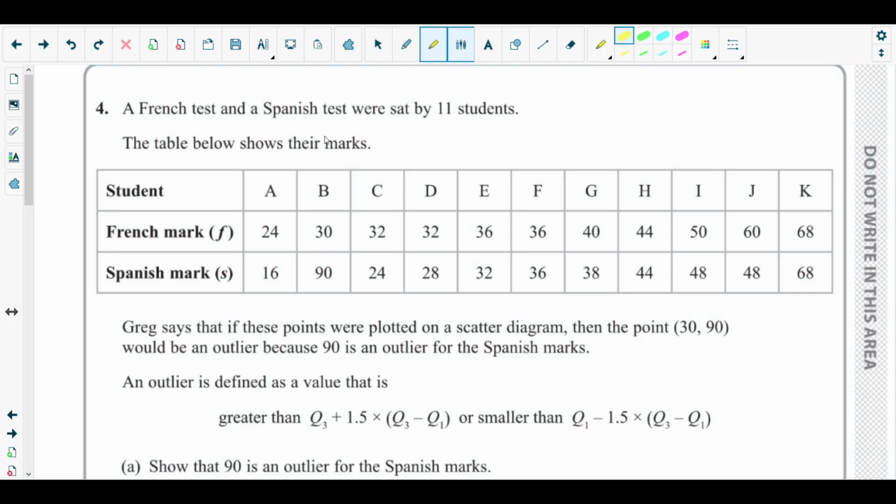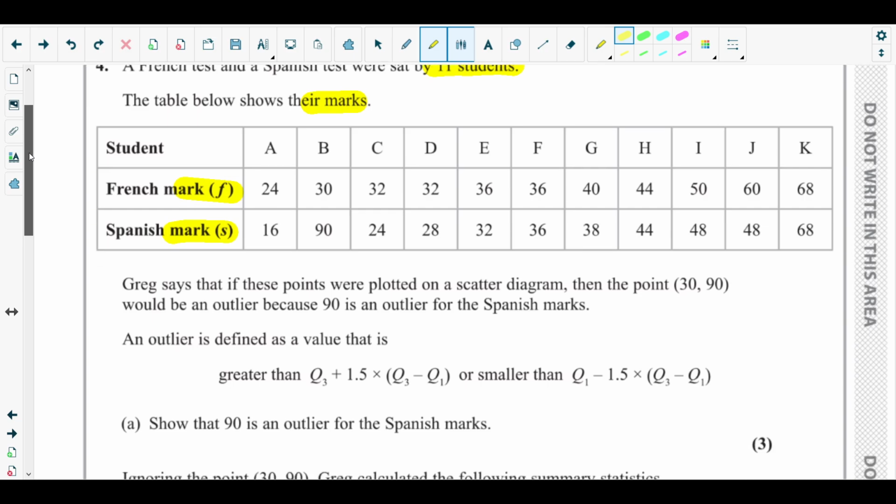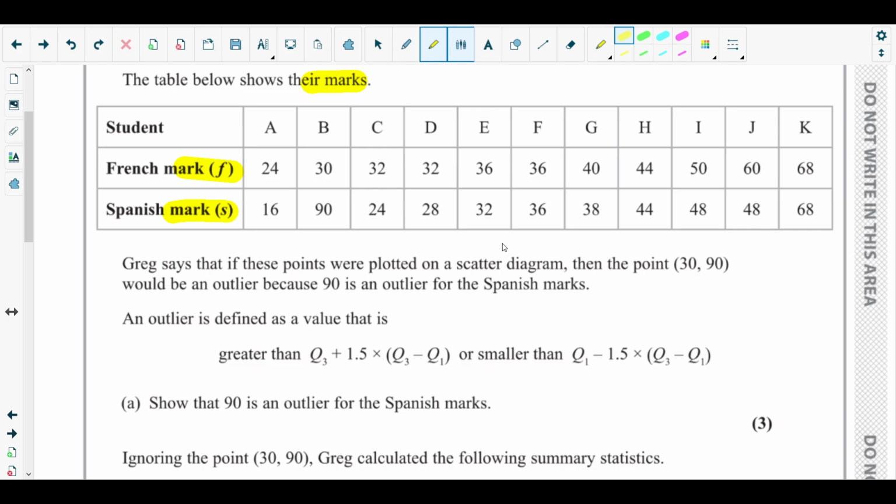Here the question says a French test and a Spanish test were set by 11 students. The table below shows their marks for students A, B, C, D, E, F, G, H, I, J, K. Their French marks are represented by F and the Spanish marks by S. Greg says if these points were plotted on a scatter diagram, then the point 30, 90 means 30 for French and 90 for Spanish.